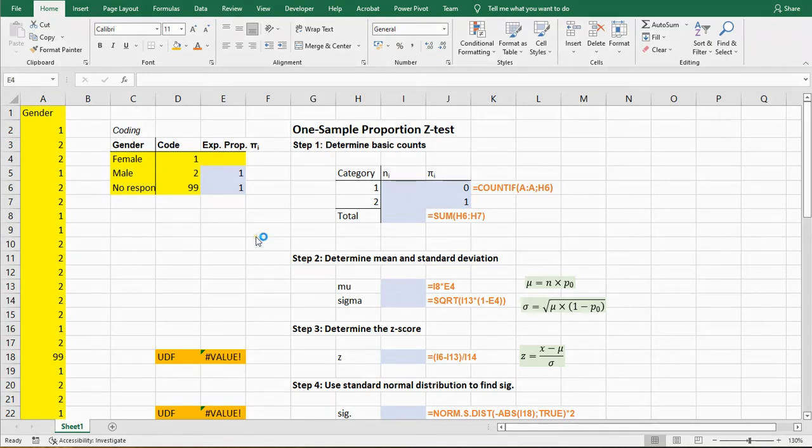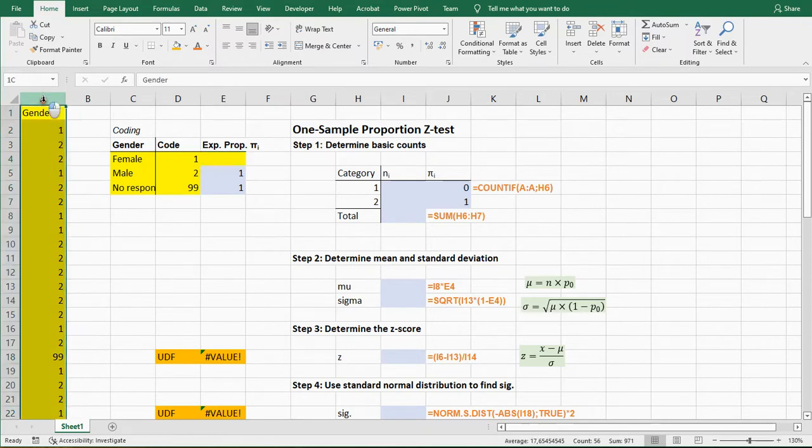Welcome. In this video, I'm going to show you how you can perform a one sample proportion Z test using Microsoft Excel. I'm using Excel 2019 to be exact. You should use this as an approximation to a binomial distribution, so only if your sample size is large enough should this be considered. I have a separate video on performing the exact binomial test.